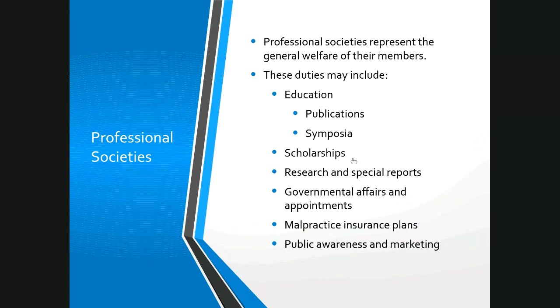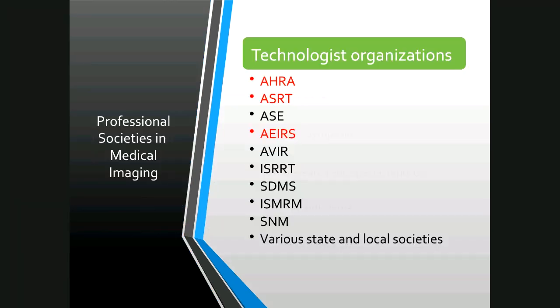A lot of times they provide scholarships to their members. They do research and special reports. There are governmental affairs that take place, and appointments. They offer malpractice insurance a lot of times, and there's often public awareness and marketing that takes place. So when we look at some of the professional societies, they are listed on this next slide here.